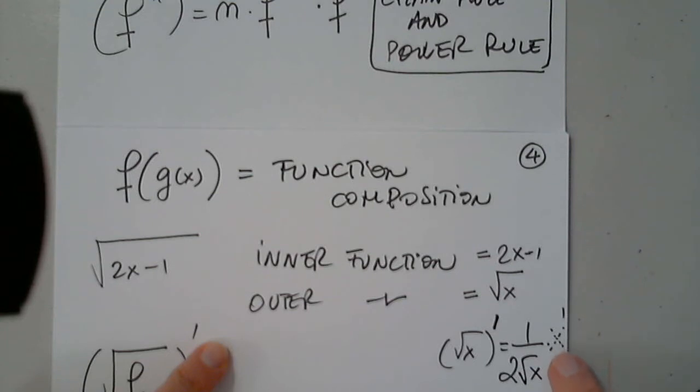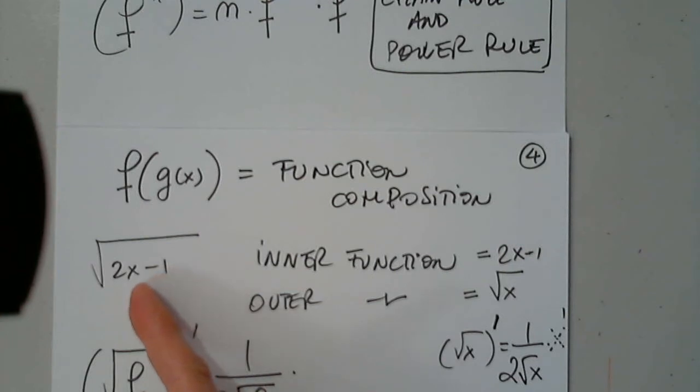Why didn't I say that? Because how much is x prime again? 1. Exactly. But I can no longer say this here because this is a function, it's not plain x. So when I differentiate, I follow everything I see here, 1/2 the square root of the function. But now this is not x, it's 2x minus 1 times the function prime.